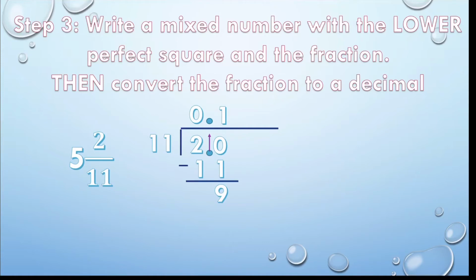So yes, you've got the tenths place. So a lot of people would stop. But you can't because you have a remainder. So I need to add another 0 and bring it down. 11 goes into 90 8 times.